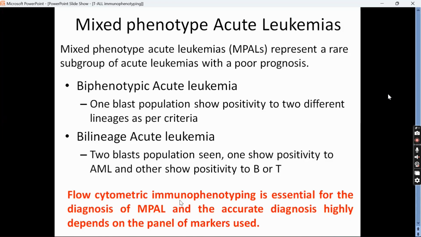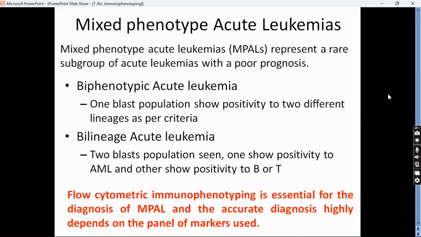Okay, so flow cytometry immunophenotyping is essential for the diagnosis of MPAL. If you're not using the right panel, if you're not doing correct flow cytometry, or if you're not using flow at all, then MPAL cases will be missed. Similarly, ETP cases will be missed. So flow is indispensable, and using a good panel of markers is very important. Accurate diagnosis highly depends upon the panel of markers you use.